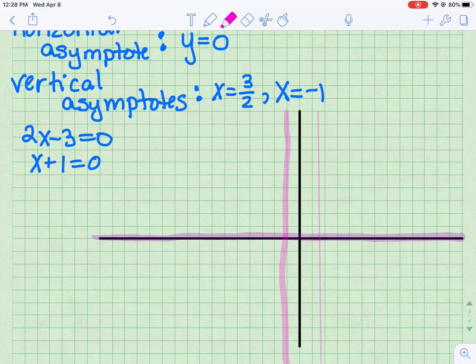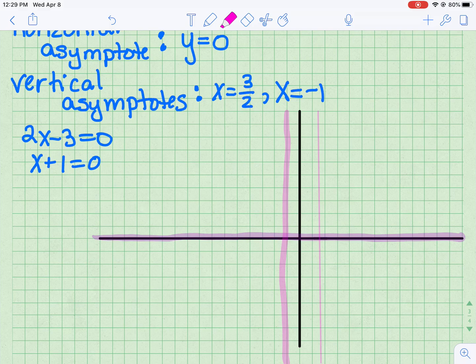Oh, mine's not in a good place. I've got to fix it. I'm going to change my window. Zoom standard. That's not right. That did not do what I wanted it to do. So my window's all screwed up. Huh? There's 3. Yes. That's what I said. This is a really weird graph. And so I'm really glad that we don't have to graph these by hand.